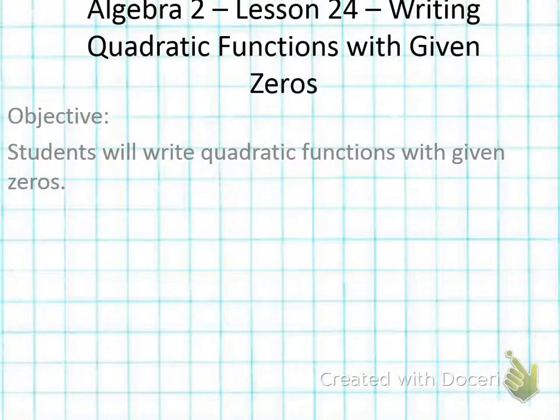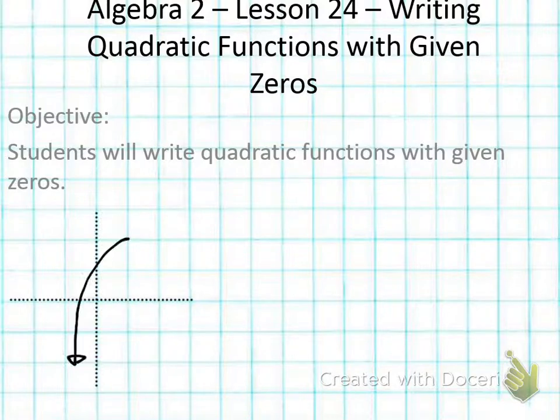Today we are talking about lesson 24. We're going to write quadratic functions with given zeros. So far we've learned a few things within this unit. We learned how to graph, and then we figured out, let's say we have two solutions. Let's say this is a solution and that's a solution. We know how to get them, right?